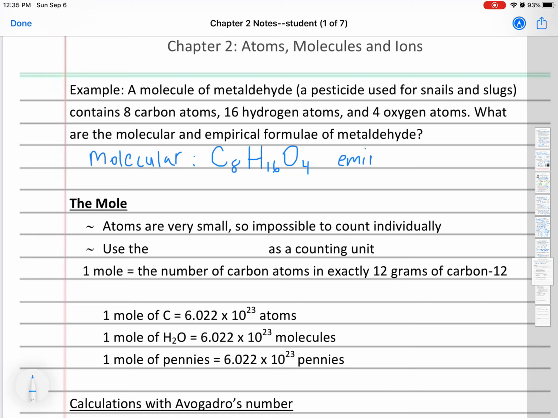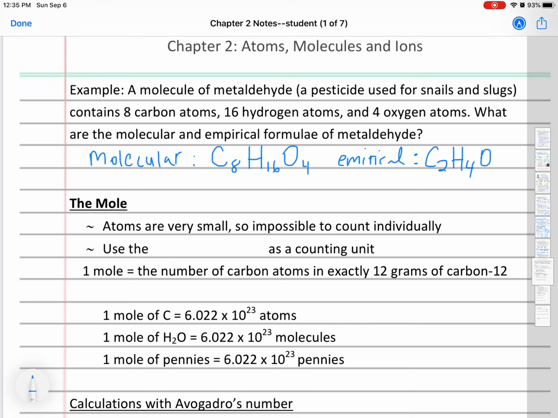All right, the empirical formula would be if we simplify that. So we divide by some number to get the simplest ratio. We can't divide by 8, but we could divide by 4. So if we divide them all by 4, then 8 divided by 4 is 2, 16 divided by 4 is 4, and 4 divided by 4 is 1. So the empirical formula here would be C2H4O.